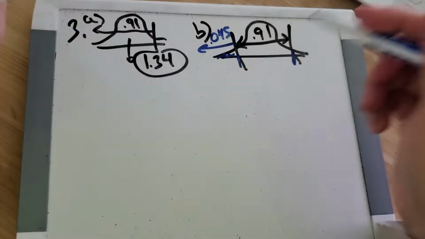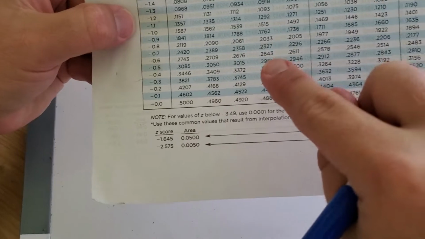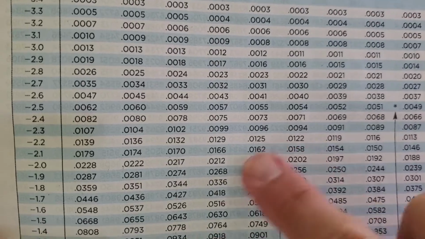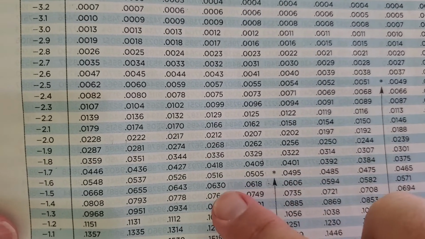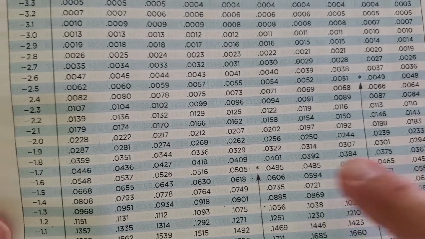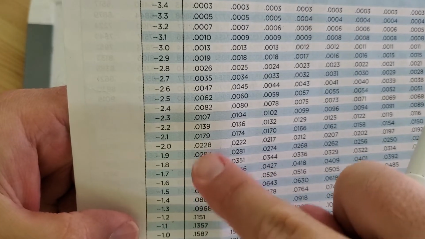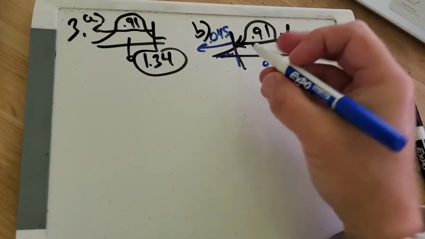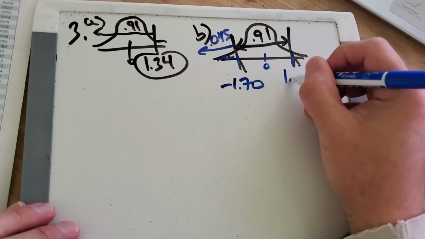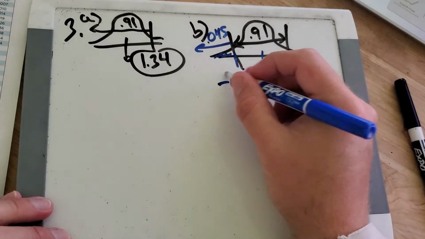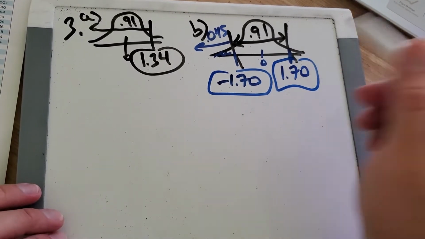Now I've got the area below the z-score. I know it's a negative one, since it's got to be below the mean. Looking at 0.045, the closest I can get, there's a 4.55, but there's a 4.46. That's closer. Negative 1.70. So I don't even have to look up the other one. I know it's going to be positive 1.70 because of symmetry. That one's done.